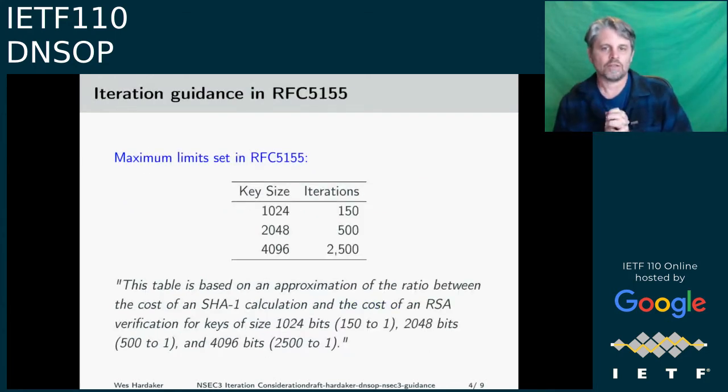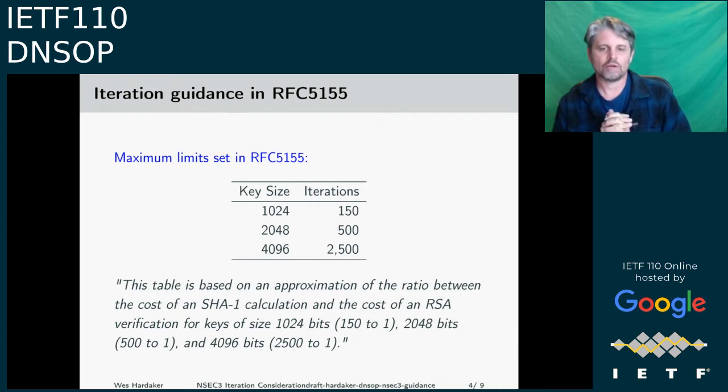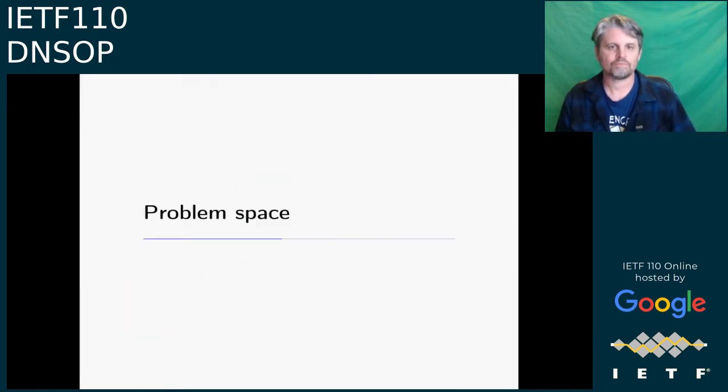The guidance in RFC 5155 sets these limits. They tie together the RSA key size, the strength of an RSA key, to the number of iterations that they suggest if you want to try and force attackers that are trying to do zone enumeration to really come up with some pain. So the number of iterations gets larger as you use a potentially larger key, up to 2,500. And again, this is a maximum size. This is not a recommendation.